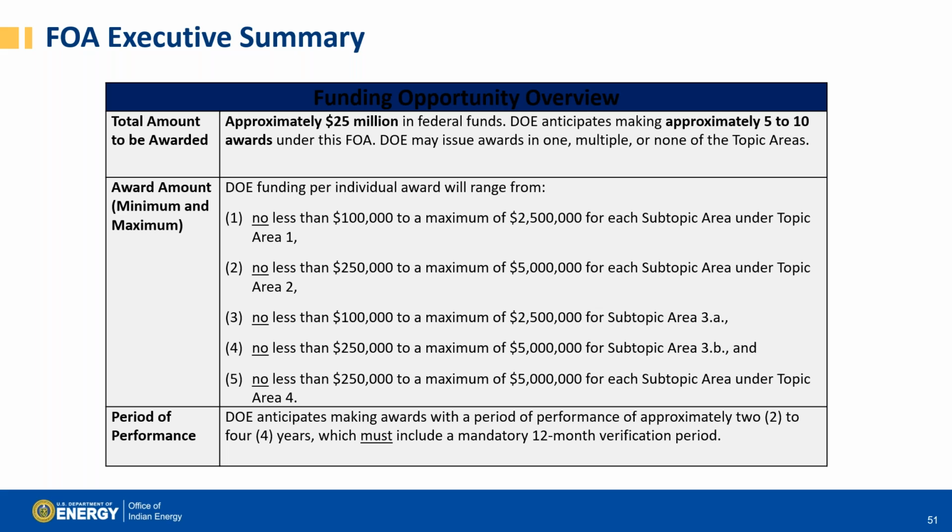And there are different restrictions for different topic areas depending on whether it's facility scale or community scale. So for facility scale projects, which is topic area 1 and subtopic area 3B, DOE funding for individual awards is from no less than $100,000 to a maximum of $2.5 million. And for community scale projects, which are topic area 2 and subtopic area 3B, DOE funding for individual award is from no less than $250,000 to a maximum of $5 million. And for topic area 4, no less than $250,000 to a maximum of $5 million.